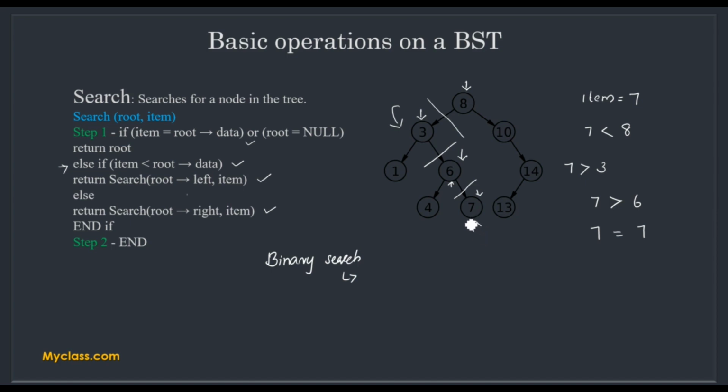If it is not there, let's assume that we want to search 9. We have reached 7, and 9 is greater than 7, so we want to go to the right, and there it is null. That means root is null, which is also one of the conditions showing that the item is not present in the binary search tree. Clear? So that is all about the searching operation of a binary search tree.